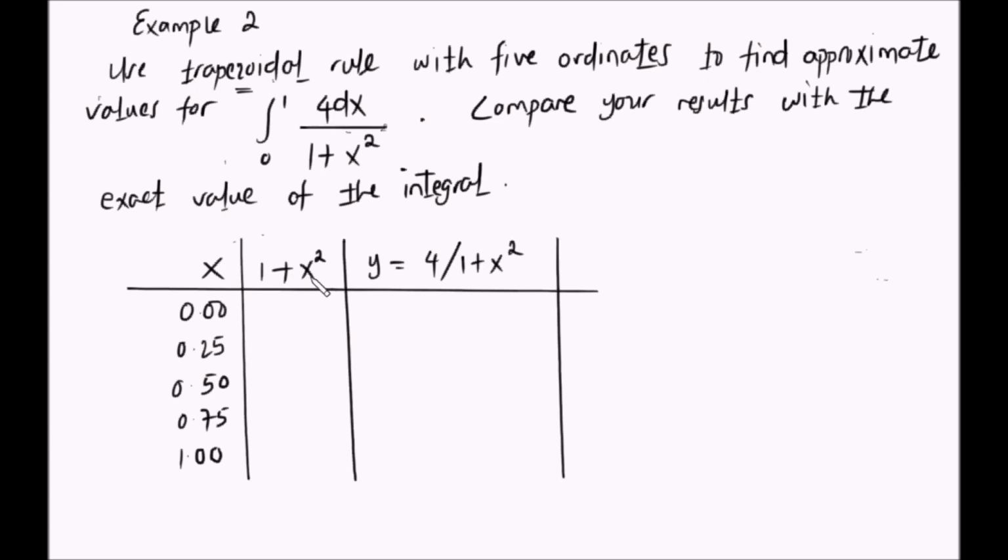So nikiweka x0 hapo nitabaki na 1.1234. So tunaweka 4 decimal places kwa sababu remember nimesema this is approximate method of integration. So weka decimal place nyingi. So kwenye x nikiweka 0.25 nitapata hiyo 1 plus x squared, 1.0625. Kwenye x nikiweka 0.5 nitapata 1.25.